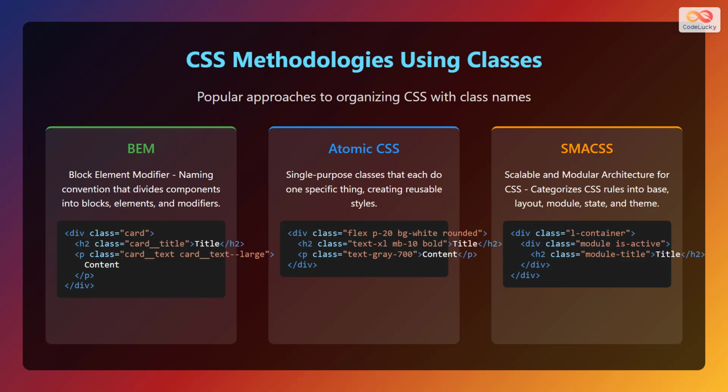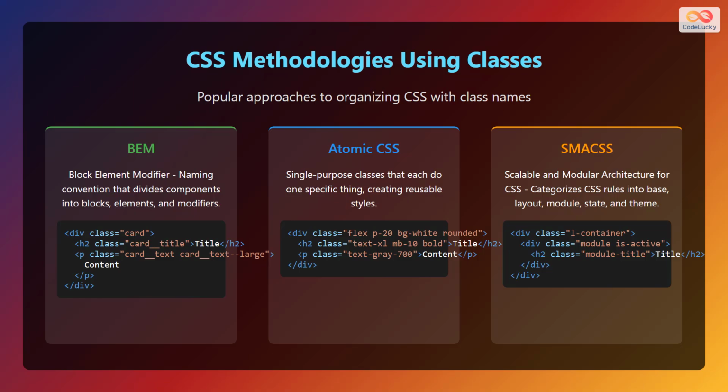CSS methodologies provide structured approaches to organizing CSS, often utilizing classes extensively. Let's look at popular approaches to organizing CSS with class names. First, block element modifier or BEM. This is a naming convention that divides components into blocks, elements, and modifiers. The next is atomic CSS. This uses single-purpose classes that each do one specific thing, creating reusable styles.